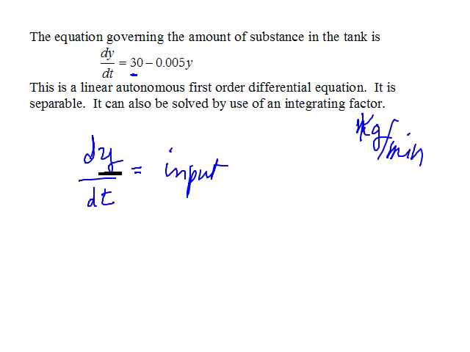The input minus the output. Alright, and the output includes a Y. That's why you have this differential equation here. It's not just an integration problem. It's linear, it's autonomous because there's no t in it. It's a first order ordinary differential equation, and it is separable. We could also solve it using an integrating factor.